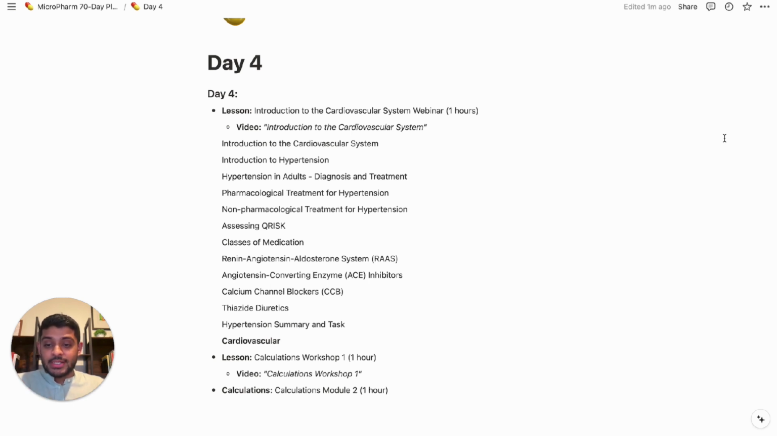So I want you to understand the renin angiotensin aldosterone system, so the RAS system, angiotensin converting enzymes, so ACE inhibitors. Go through them, have a good understanding of their indications, the side effects, cautions, contraindications, and any monitoring requirements, and do the same for calcium channel blockers and thiazide diuretics, and then end off with summarizing what you've gone through. Again, this will be self-directed study for this aspect of today.